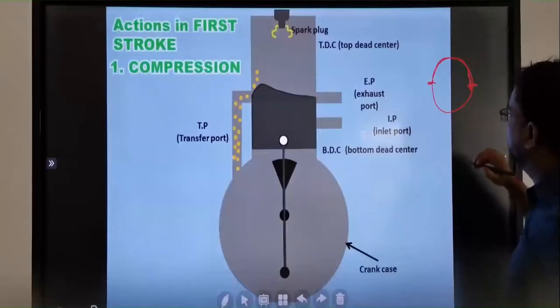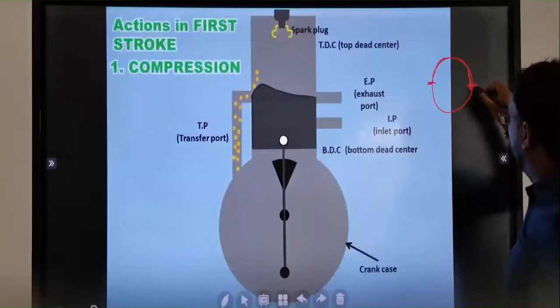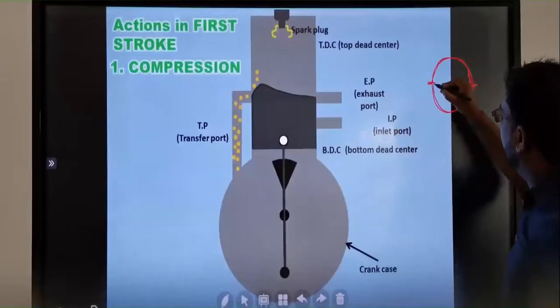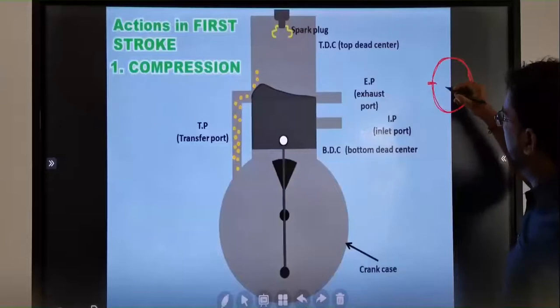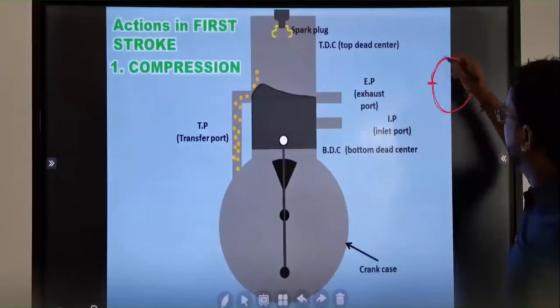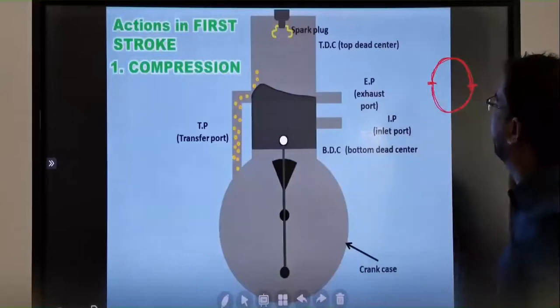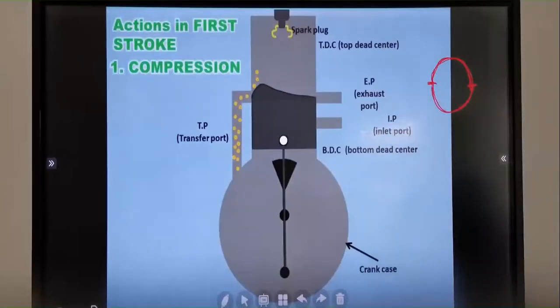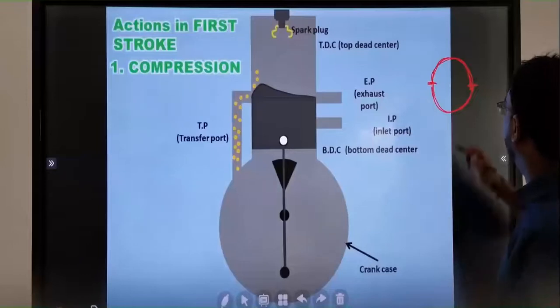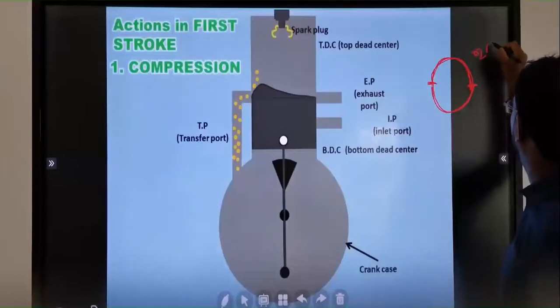That is compression. Then that's another 180 degrees. Then we start the power, and this area again is another 180 degrees. That is exhaust. So there are 2 revolutions.